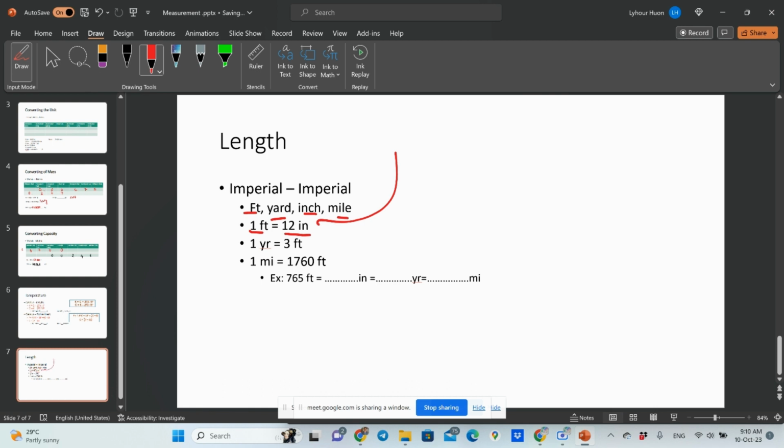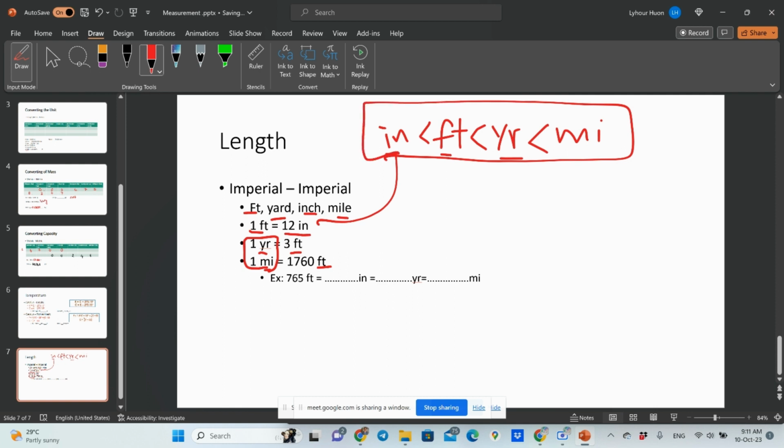Inch is smaller than foot. Now, 1 yard equals 3 foot. Which one is smaller? Foot is smaller than yard. So we can write like this: inch is smaller than foot, which is smaller than yard. How about miles and foot? Foot is smaller. How about miles and yard? Yard is smaller. So for the units of length, inch is the smallest, and then foot, then yard, and then mile is the highest.